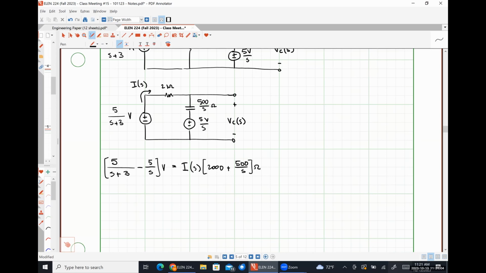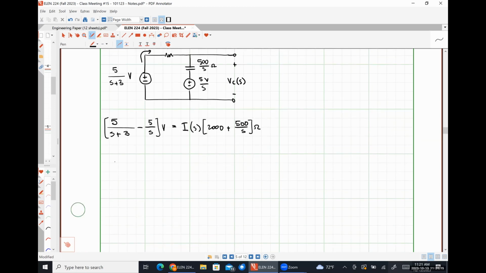So once we solve for whatever I of S is, it'll be very easy for us to figure out what the voltage drop across that capacitor is, okay? So from here, using just good old simple algebra, we would have 5 over S plus 3 minus 5 over S, all in volts, divided by 2000 plus 500 over S, all in ohms. So it's very obvious that this is going to wind up giving us a current.